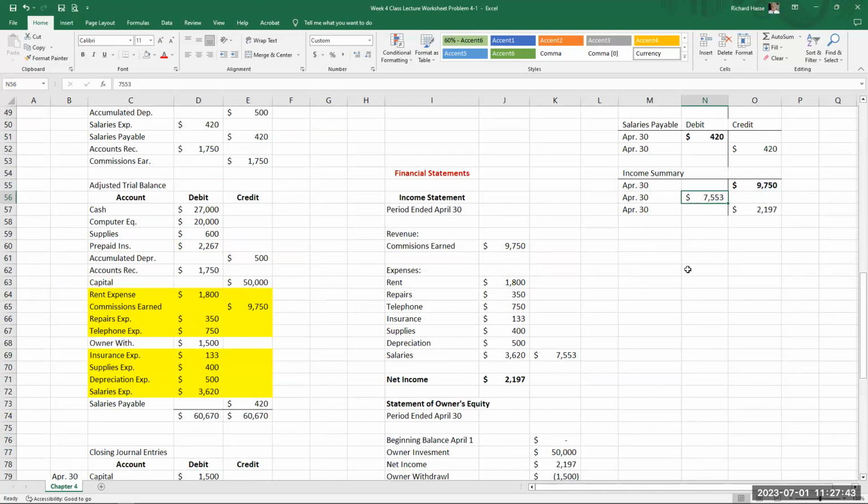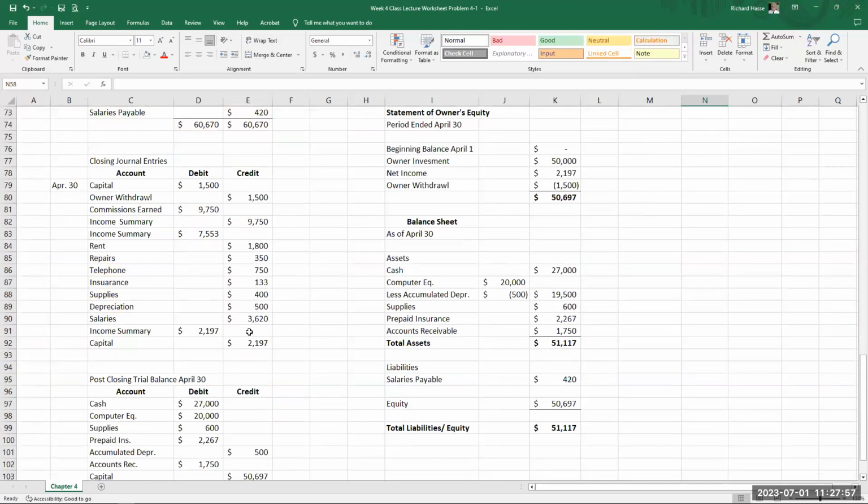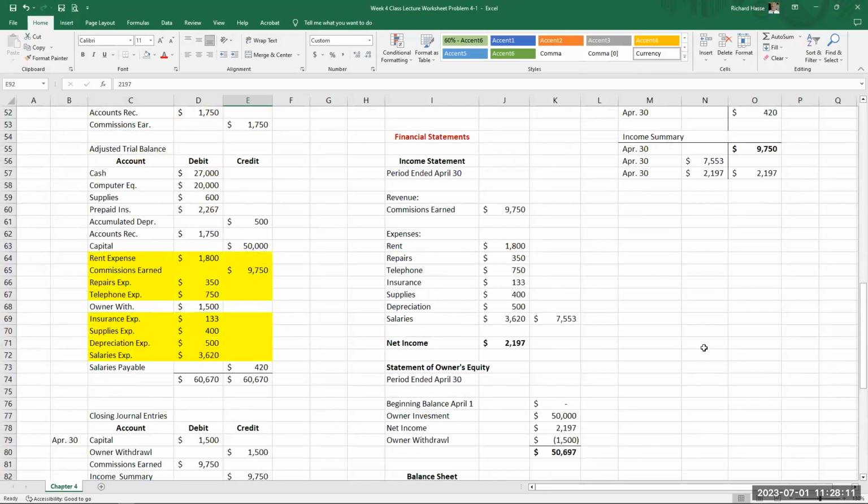And now the final closing entry will be to debit income summary, $21.97, to close that account out. Notice here, debit income summary, and the final credit increases the capital account by a credit of $21.97. We have now closed all the revenue and expense and are now sitting in the capital account of $21.97.